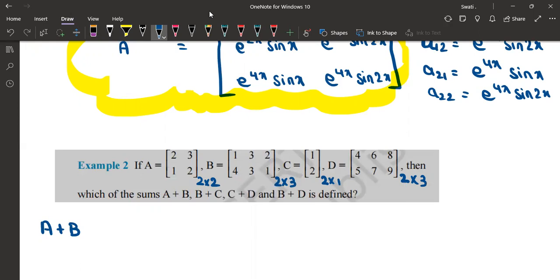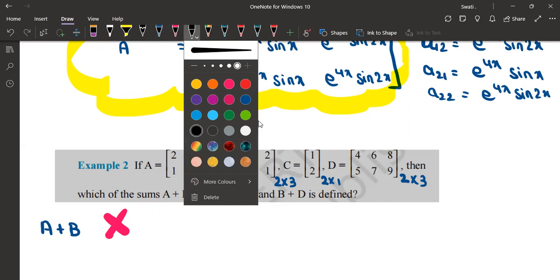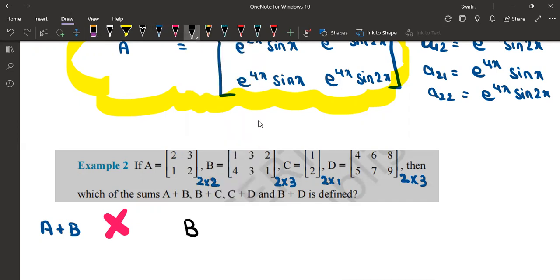So A is 2 by 2 and B is 2 by 3. To add any two matrices, we should have the same order. And of course, here the orders are not the same. That is why A plus B is not defined. Okay. Let's move to the next one, that is B plus C.